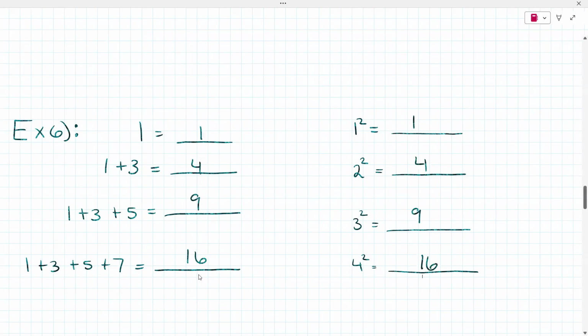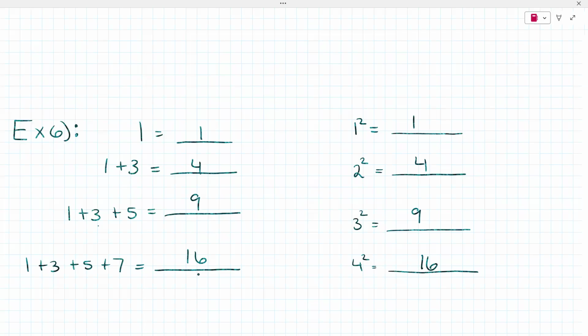So what can we say about the conjecture? You're adding odd numbers to the consecutive numbers, right? So 1 is your consecutive. If you add an odd number, 3, you get 4. And then if you add another odd number, that would be 9. And then if you add an additional odd number, you get 16.